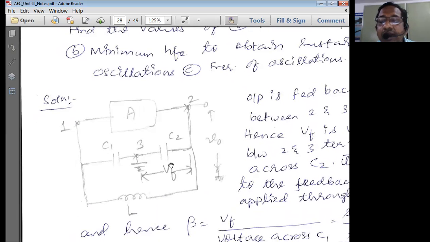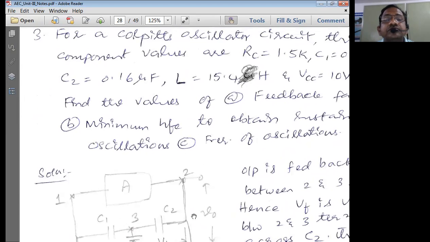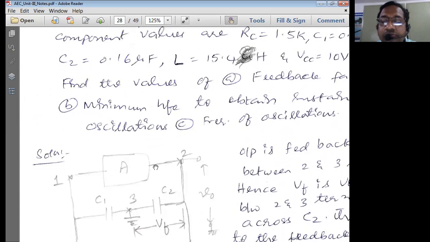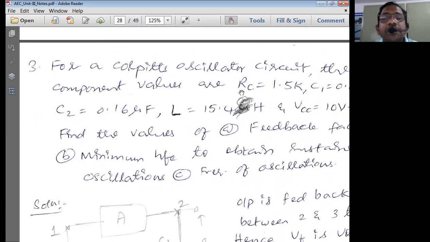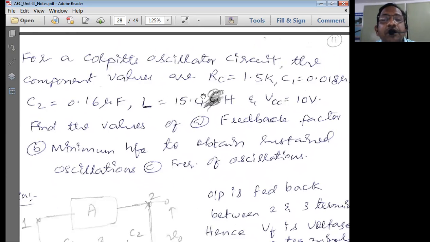So the capacitor is going to lead here. That is why two capacitors, one inductor. This leads in terms of count, not by the phase. Okay. So for a Colpitts oscillator circuit, the component values are given.